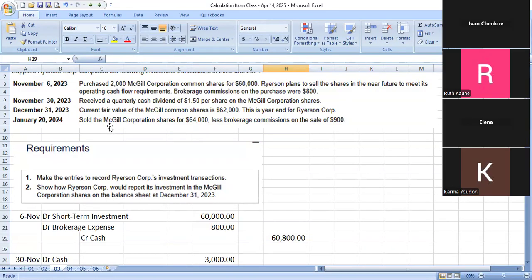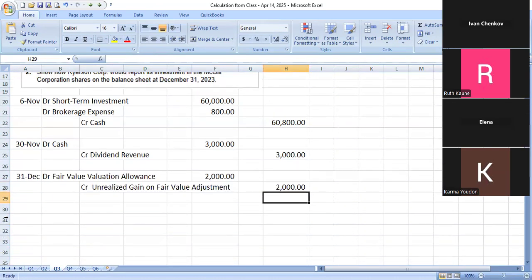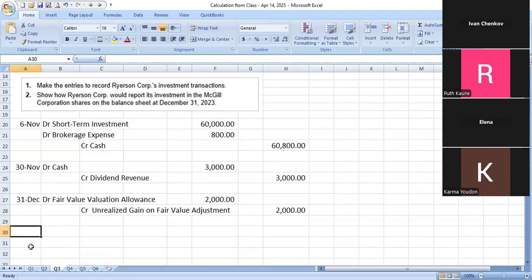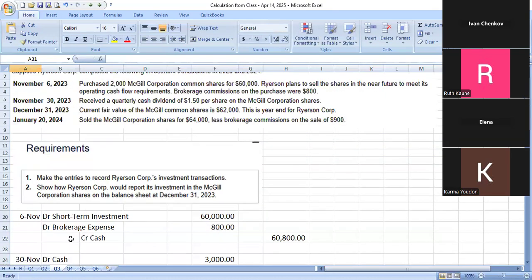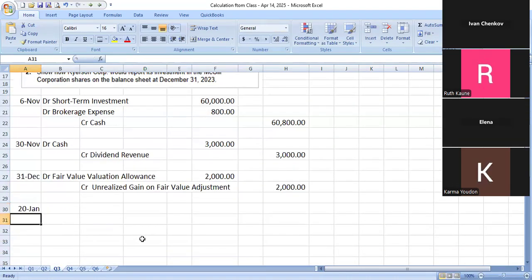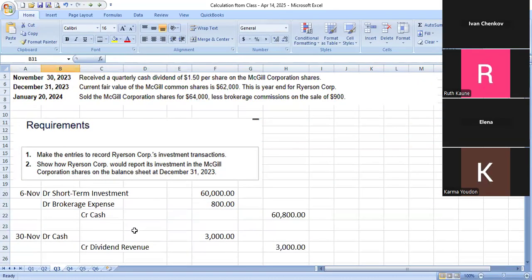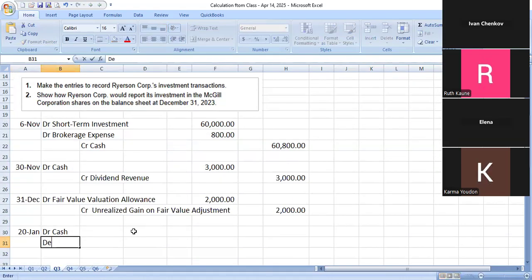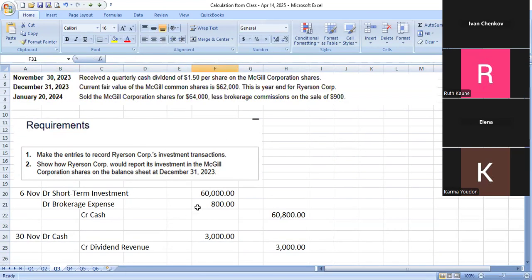The last thing that happened is they're selling the shares for $64,000, less the brokerage commission of $900. So when they're selling on January 20th, before we get the cash, let's see. Okay, they're getting cash, right? Debit will be cash. What do they have to pay? Commission expense. So that will be a debit, correct? And that commission expense we have to pay is $900.